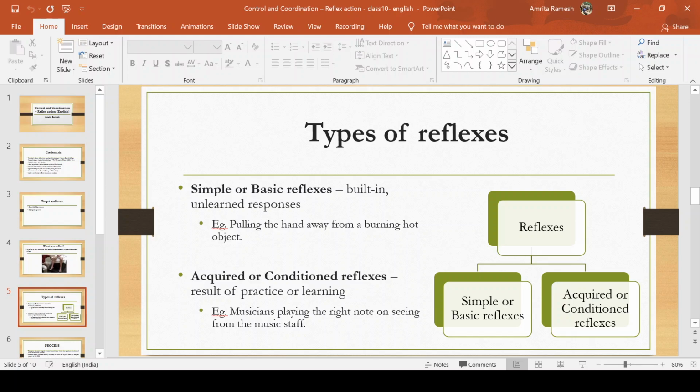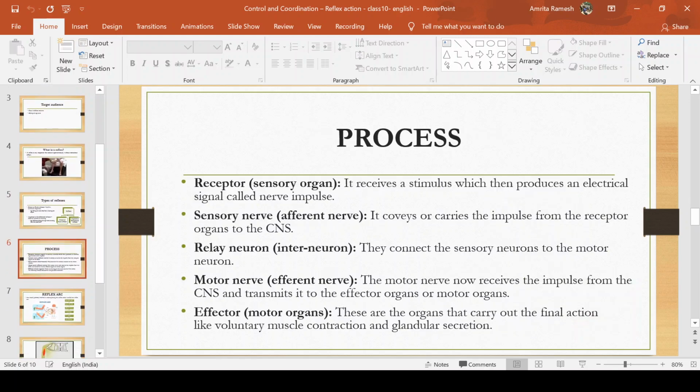Now let's come to the process and see what exactly is happening in a reflex action. When we are doing this whole job, quickly pulling our hand back or hitting the right notes on a piano or a keyboard, how is it that we are able to do it? What is there in the brain, or what is directing the brain or spinal cord to do it? Let's quickly have a look at the process that goes behind this.